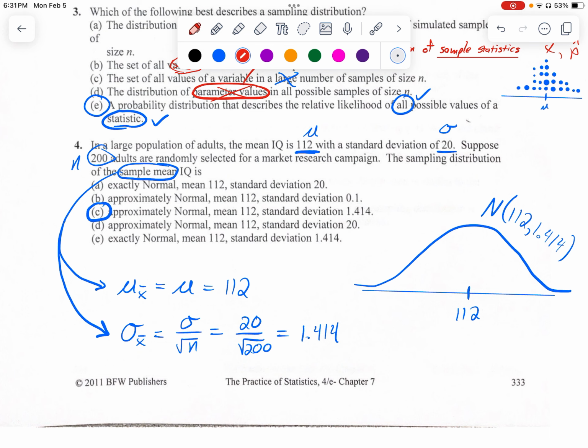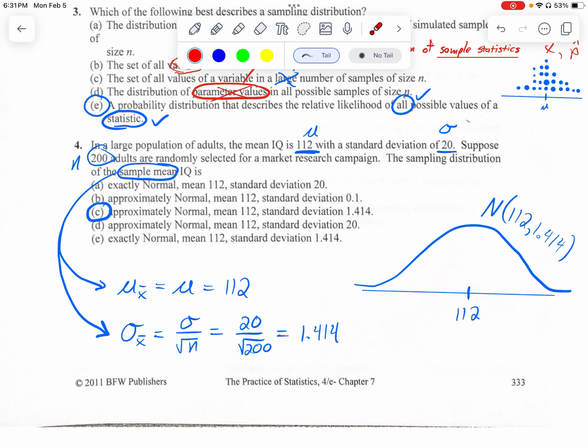Number four describes the population. The population has a mean of 112. That is mu. And the standard deviation is 20. So that is sigma. Again, this would be the standard deviation if you sampled one random person, one random adult. But now we take a sample of 200 adults, so n is 200, and what are we doing with them? We are doing a sampling distribution of what? Of the mean IQ, average IQ.